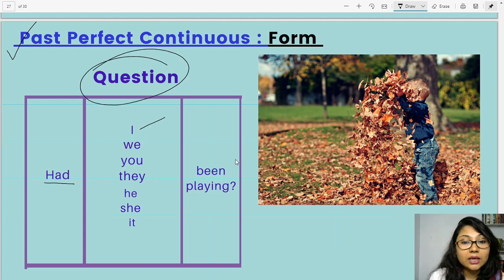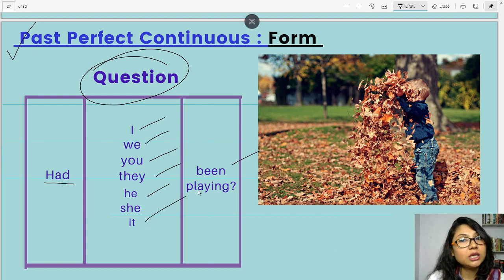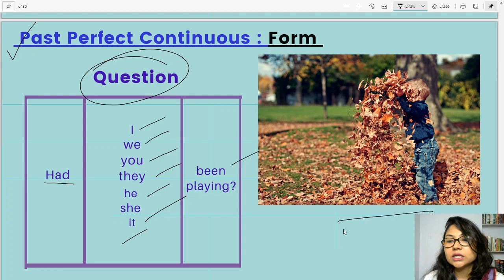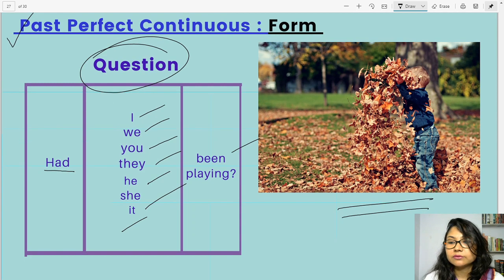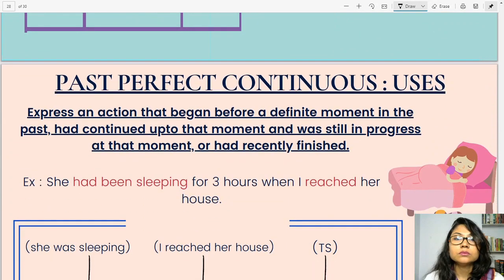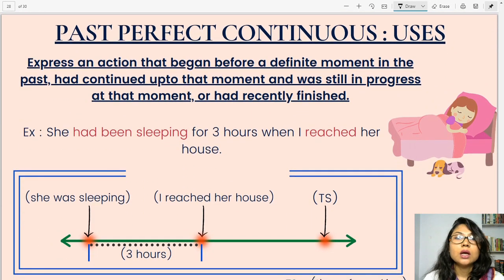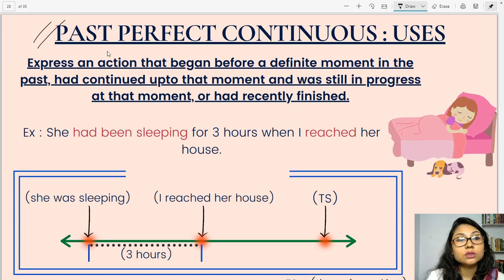Had I been playing? Had we been playing? Had you been playing? The same thing. Had they been playing? Had he been playing? Had she been playing? Had it been playing? Whoa, whoa, whoa. What is he doing? Playing with the leaves. Enjoying himself. Cool. Let's move on to the past perfect continuous uses.